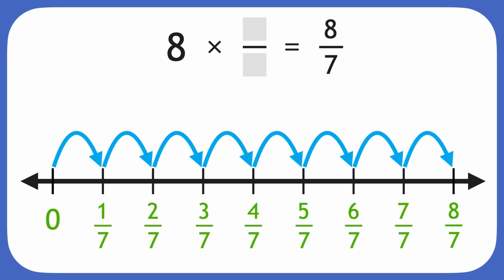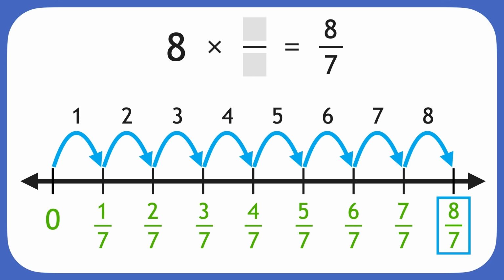Now our number line shows the product of 8 and a missing fraction, which equals 8/7. Once again, we can use the number line to find the fraction that completes this multiplication sentence. This time, though, let's count the number of arrows on our number line. We have 1, 2, 3, 4, 5, 6, 7, 8 arrows. Great, this makes sense, since the whole number in our multiplication sentence is 8. The last arrow ends at 8/7, meaning the product of our sentence is 8/7.